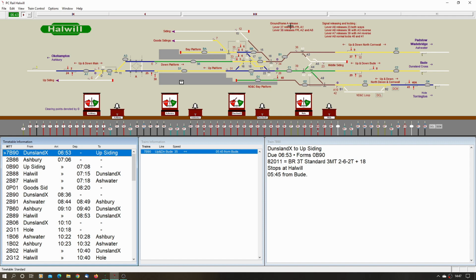So we've got the ground frame A release, which has got 2 levers, 37 and 38, which is in the frame there. So we could say release 37. Not got system sounds on there. I'll put the system sounds on just so you know the levers are moving. So then we can say release the facing point lock and clear A3 and A5.